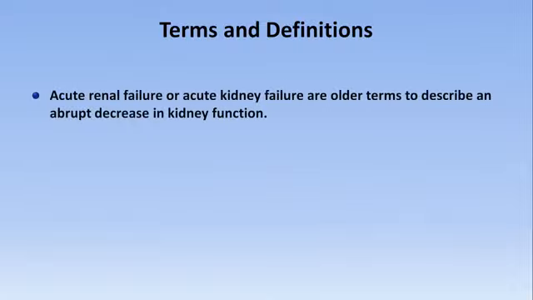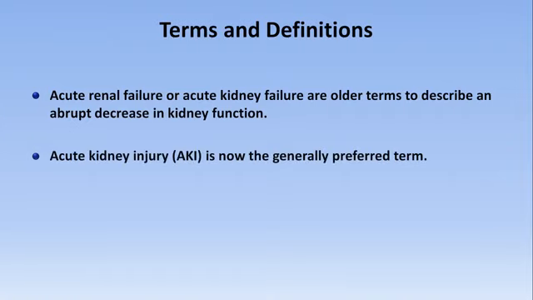When I was a student, and for generations before me, an abrupt decrease in kidney function was called acute renal failure or acute kidney failure. However, acute kidney injury, or AKI, is now the generally preferred term. I see two major benefits to AKI over older terms. First, AKI was intended to resolve the numerous, conflicting, and sometimes vague definitions that were used for acute renal failure and acute kidney failure. And second, it highlights that there is a range of kidney impairment which is clinically significant, but which falls short of overt organ failure.